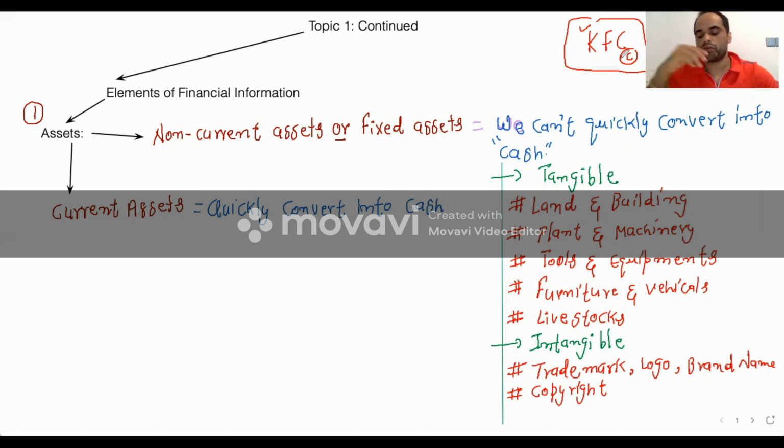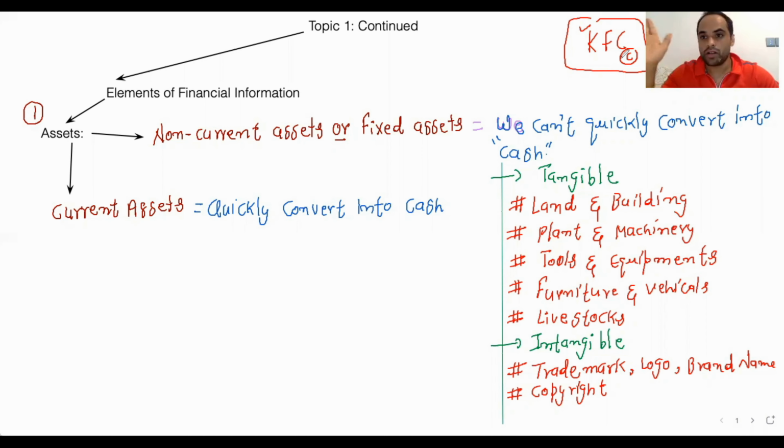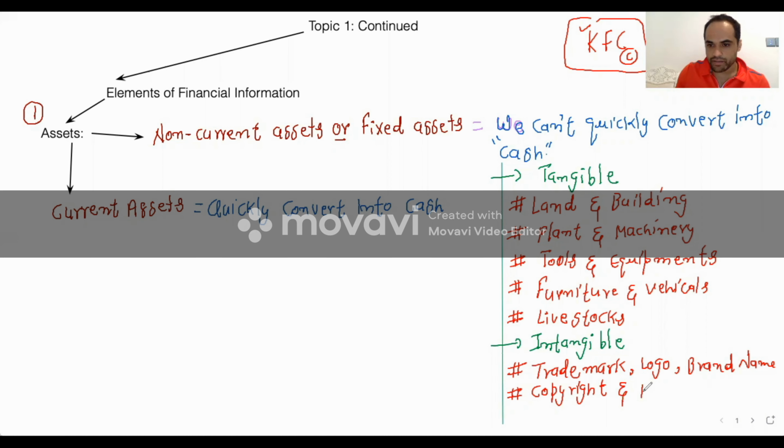You don't have a right to use their name. If you want to open a company with the same name, you have to take permission from the company whose name you are using, right? So that's the meaning of copyright. Copyright and patent. Do you know patent? Does anybody know patent?